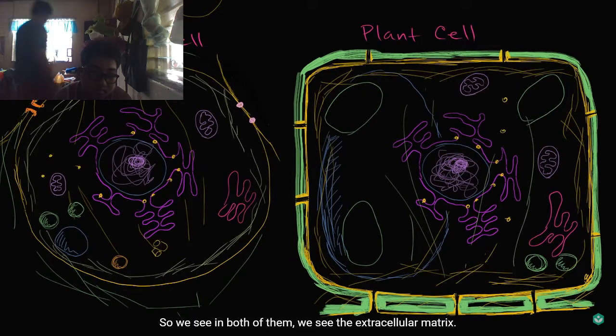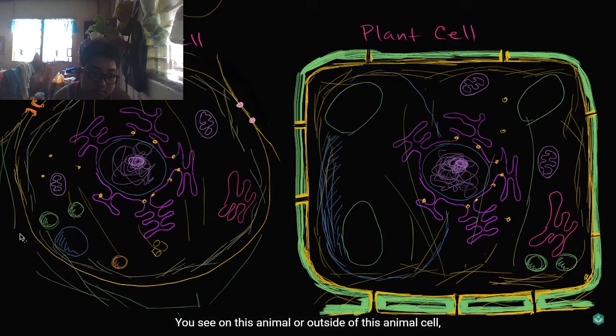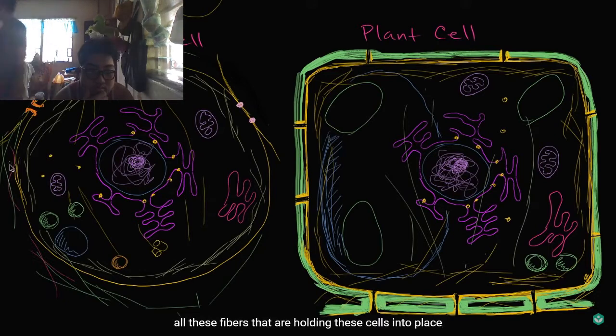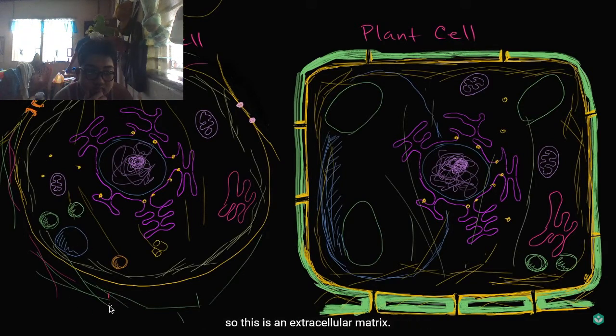In both of them, we see the extracellular matrix. Outside of this animal cell, you see all these collagen fibers and everything else, all these fibers that are holding these cells into place and allow the cells to relate to each other. And actually, depending on what's inside of it, it can even help signal different things to the cells. So this is an extracellular matrix.